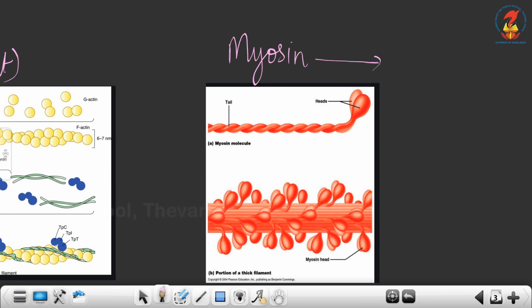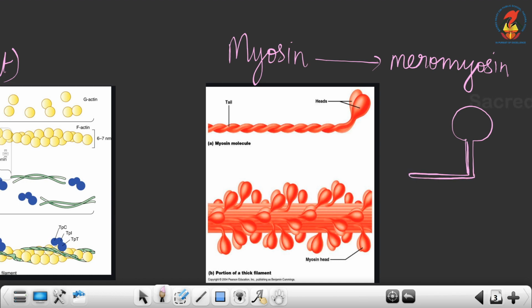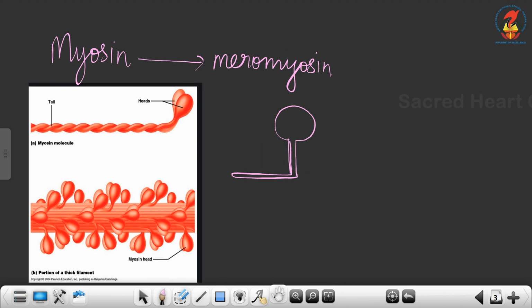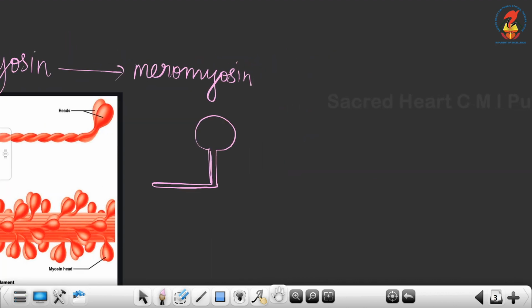It comprises a number of monomeric units called myromyosin. And myromyosin comprises a globular head, a short arm and a tail. This is the structure of one myromyosin. So many such myromyosins are organized together.